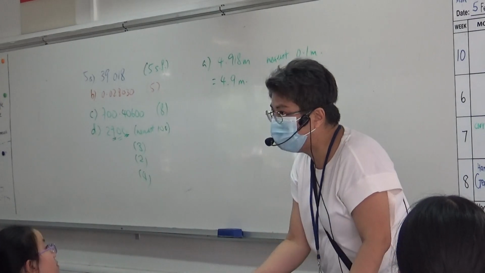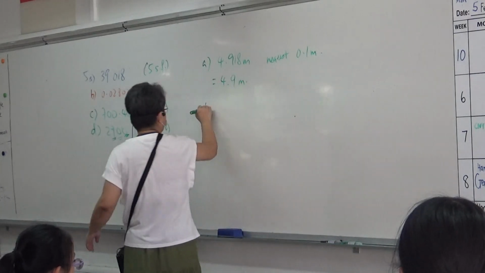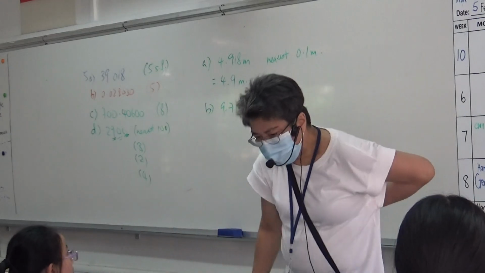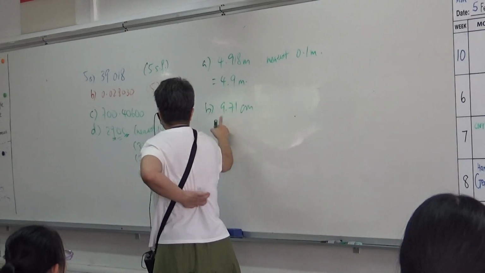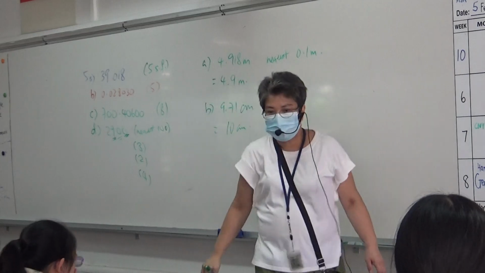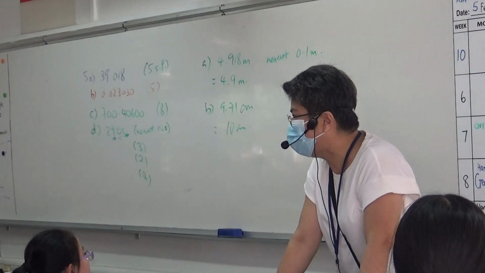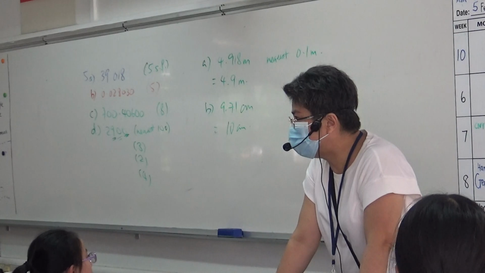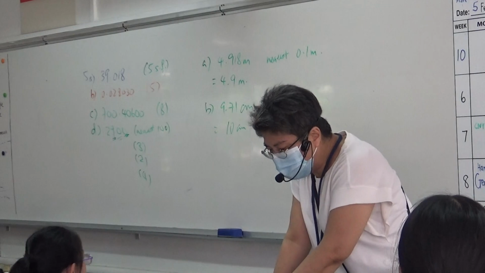Are we clear so far? Okay. Next one, B, 9.71, to the nearest cent. Nearest cent means nearest 10 cents. So it should be 9.70, right? Everybody okay? Yeah. Now, please don't think that this is very easy and then you start to talk. Next person is not going to talk. He's going to listen to me. Clear? Okay? So this is 9.70.